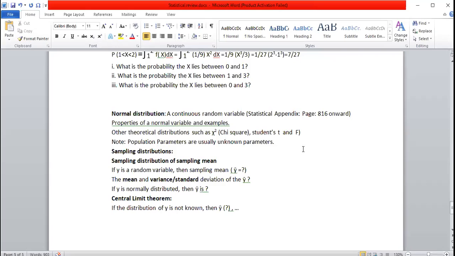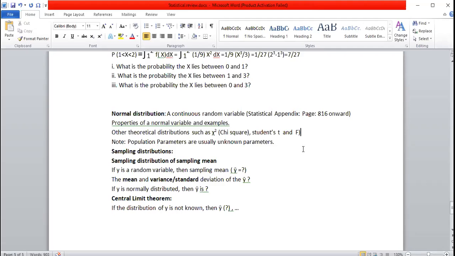What do you do if you don't know the population parameters, mu and sigma square? Never forget they are population parameters. You are getting them by taking expectation and all this. What do you do? You do sampling. You collect a sample from that population.